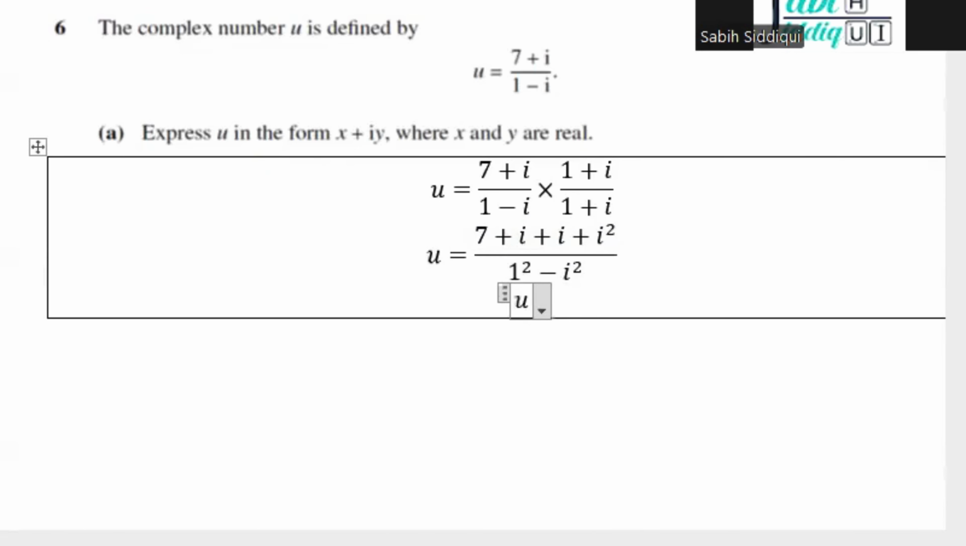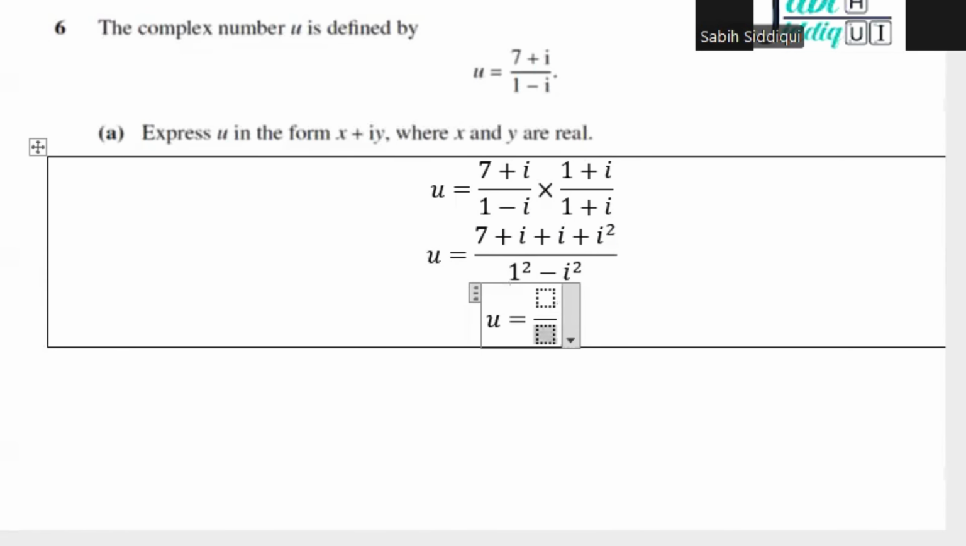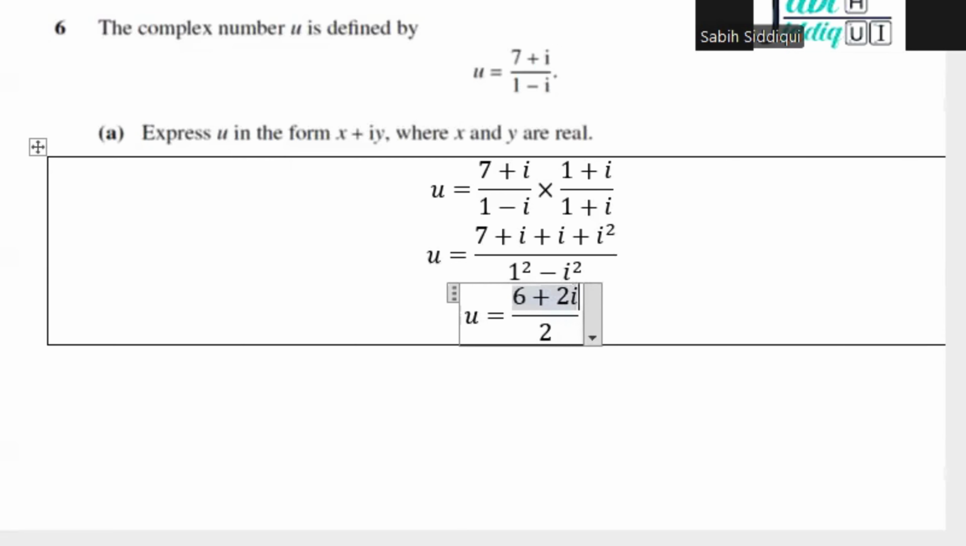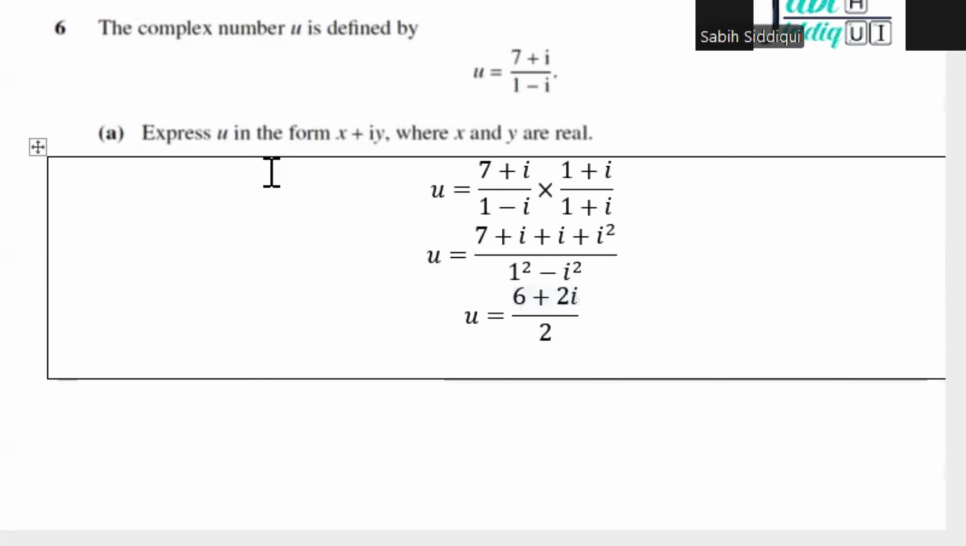So the denominator will become 1 plus 1, which is 2, and the numerator will be 7 minus 1, 6 plus 2 iota. Is that right? So the complex number u that we end up with is 3 plus iota. Same answer?